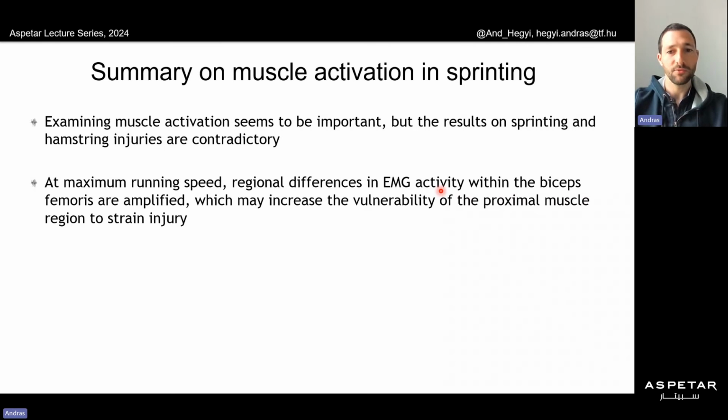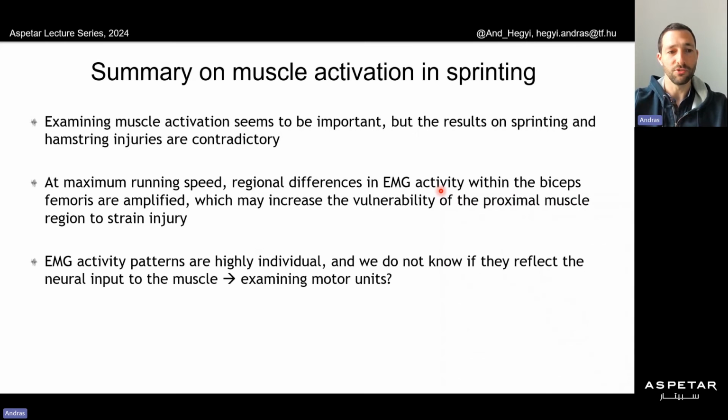At maximum running speed, regional differences in EMG activity within the biceps femoris are amplified, which may increase the vulnerability of the proximal muscle region to strain injury. And EMG patterns are highly individual, and we don't know if they really reflect the neural input to the muscle. So this is a limitation that I didn't mention, that we are still measuring amplitudes of the muscle. And this is also affected by external factors, not necessarily the neural input to the muscle.